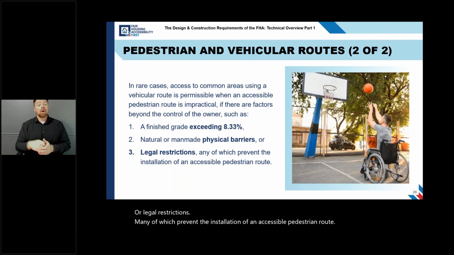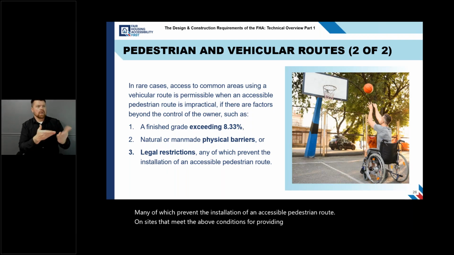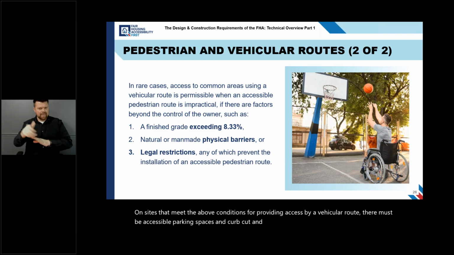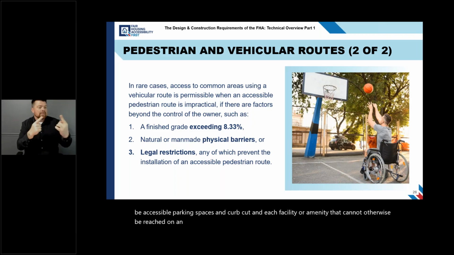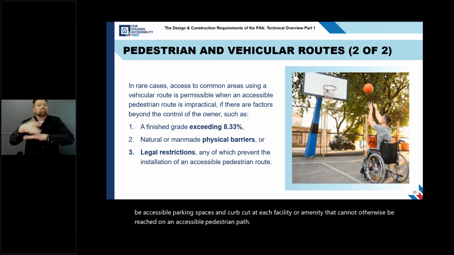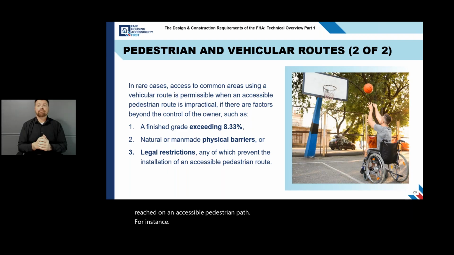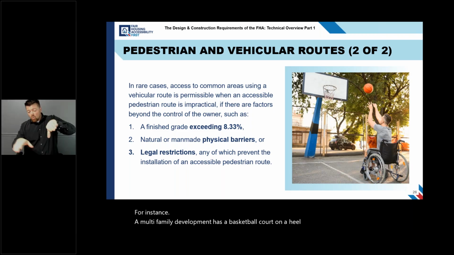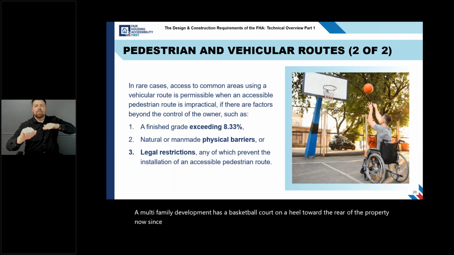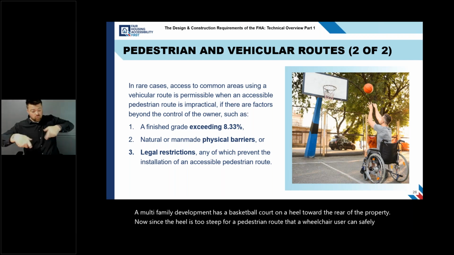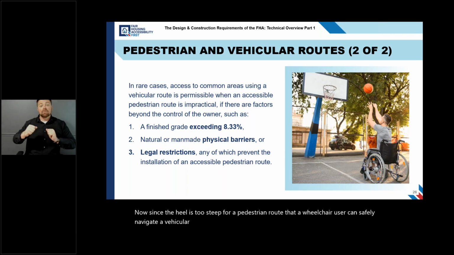On sites that meet the above conditions for providing access by a vehicular route, there must be accessible parking spaces and curb cuts at each facility or amenity that cannot otherwise be reached on an accessible pedestrian route. For instance, a multifamily development has a basketball court on a hill toward the rear of the property. Since the hill is too steep for a pedestrian route that a wheelchair user can safely navigate, a vehicular route may be used to access this amenity.